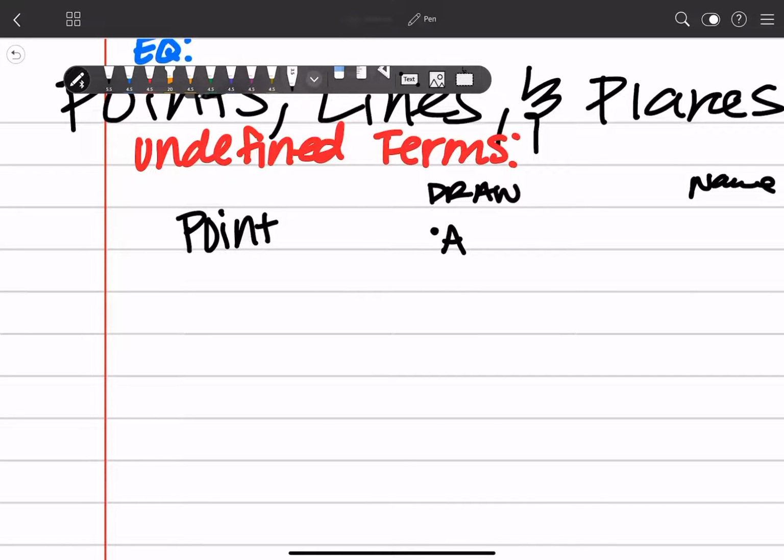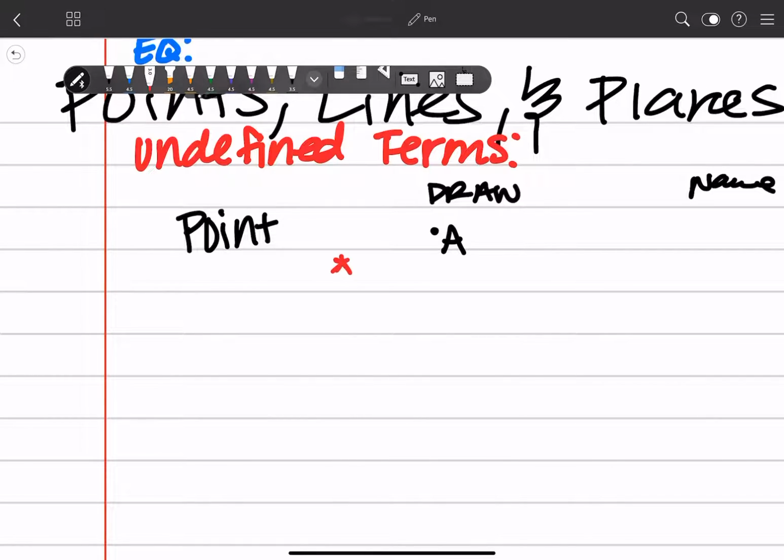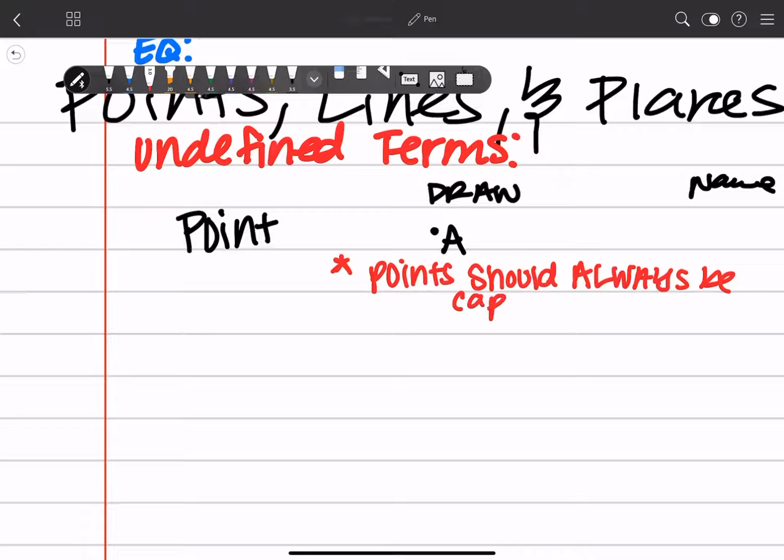Make sure you use a capital letter. Points should always be in capital letters, and in fact, I want you to write that down. Points should always be capital letters. Now, even if you're typing, even if you're writing, oh, but my E doesn't look like that, or my R doesn't look right, it better be capital. Figure it out. All right?